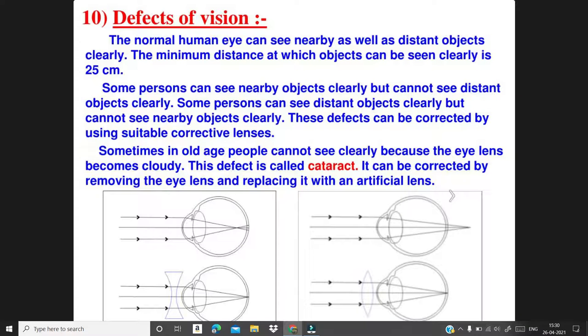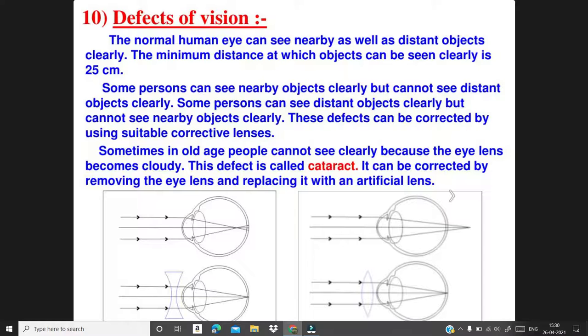Defects of vision. The normal human eye can see nearby as well as distant objects clearly. The minimum distance at which objects can be seen clearly is 25 centimeters. Some persons can see nearby objects clearly but cannot see objects which are a little bit away from them. Some persons can see distant objects clearly but cannot see nearby objects. These defects are corrected by using corrective lenses.